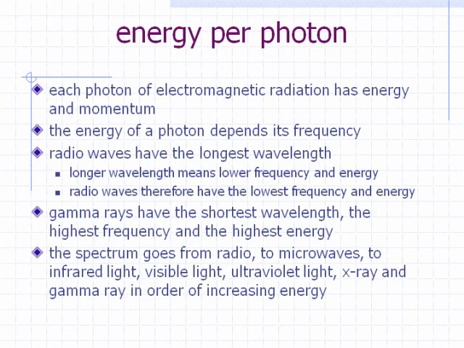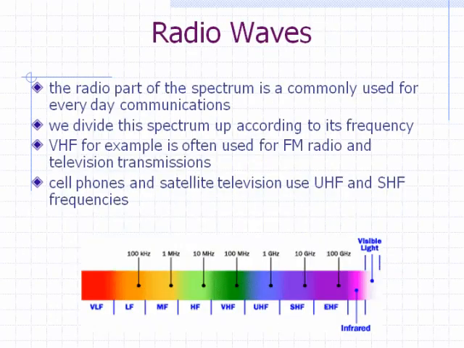Of course, gamma rays have the shortest wavelength of all, the highest frequency, the highest energy per photon, and thus they pose the greatest danger per photon for us. They can pass very easily through most shielding material, and again, with so much energy per photon, they can be very damaging to our body.